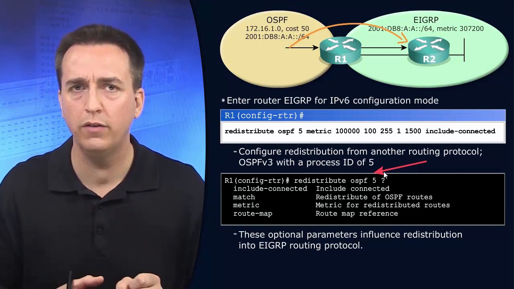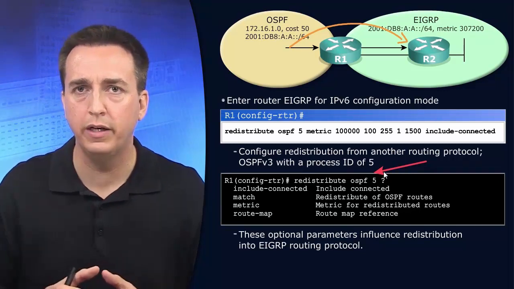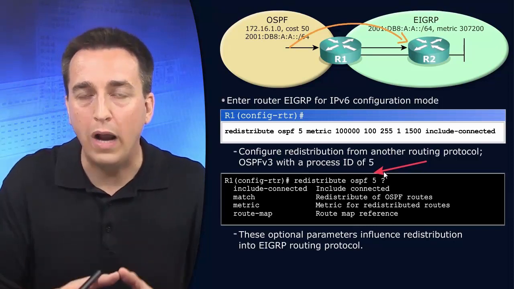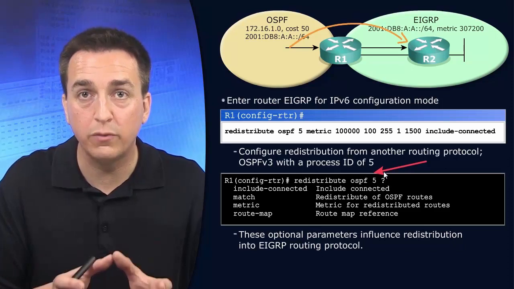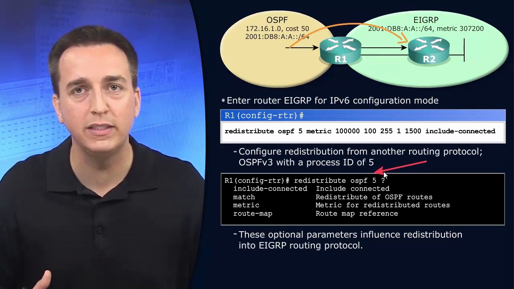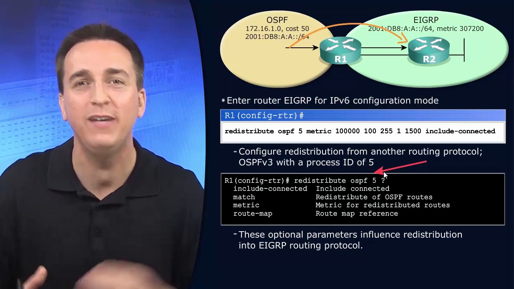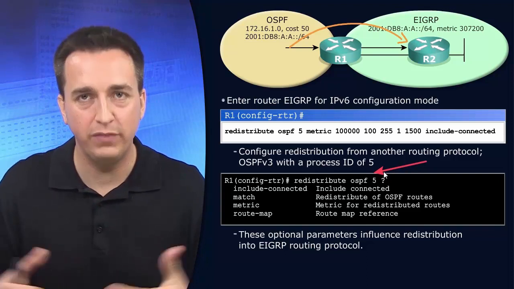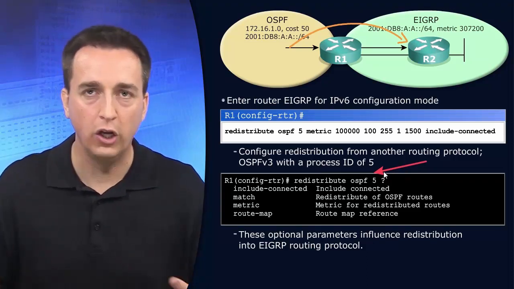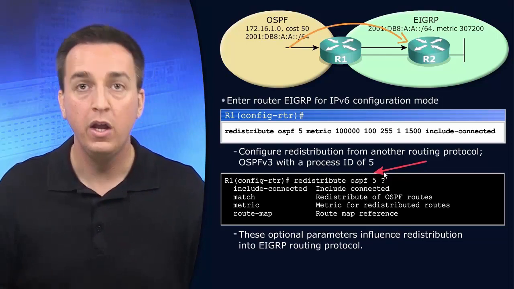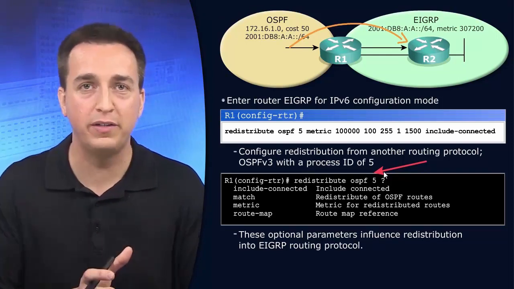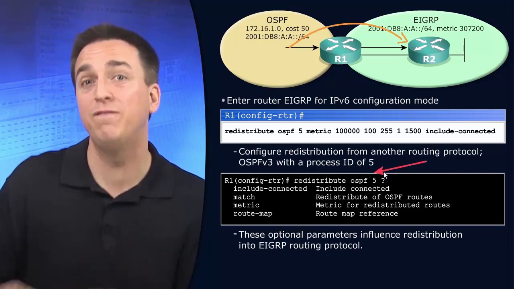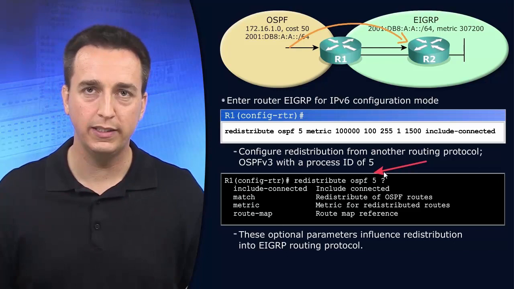Now you might be asking, what if I have the same process ID for OSPF v2 and OSPF v3? That's okay, because we are in router configuration mode for EIGRP for IPv6. It can't import IPv4 routes. It can only import IPv6 routes. So it's looking for an IPv6 routing protocol. It's not going to look for an OSPF routing protocol. Remember, it's pulling the routes from the routing table anyways. So are we going to find IPv4 routes in our IPv6 routing table? No, we only see IPv6 routes.